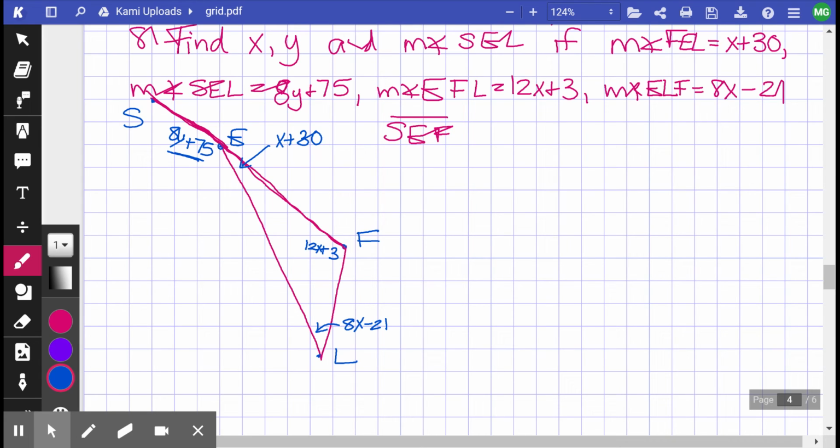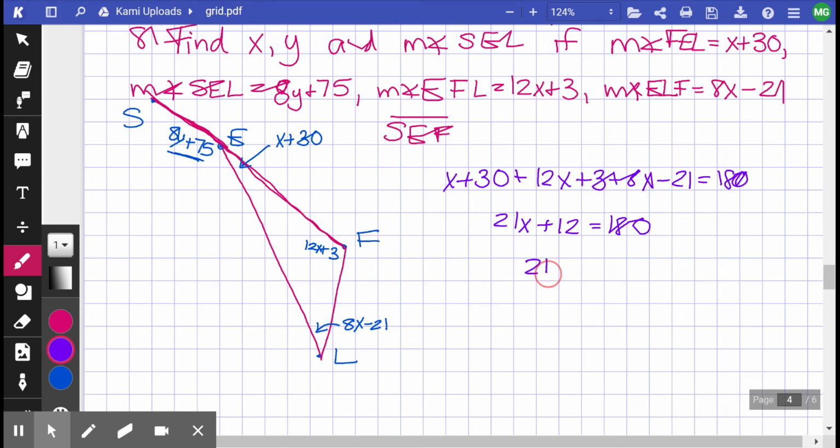So notice in my triangle, I have 3 angles. They're all in terms of x. So I'm going to add those all together to see if I can find x first and set those equal to 180. Okay, hit pause and solve for x. All right, so you should get x equals 8. So you would have gotten 21x plus 12, and then 21x equals 168, and then x equals 8.